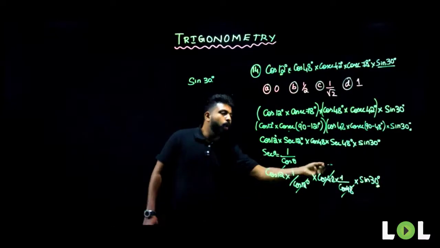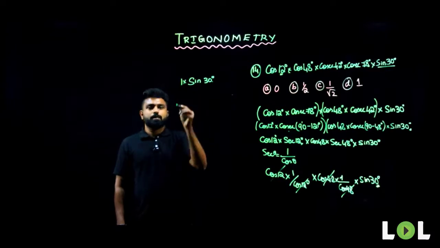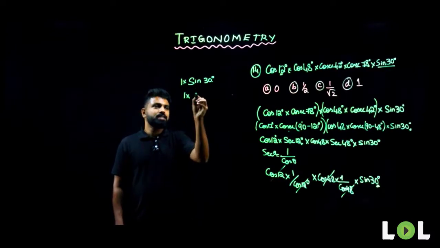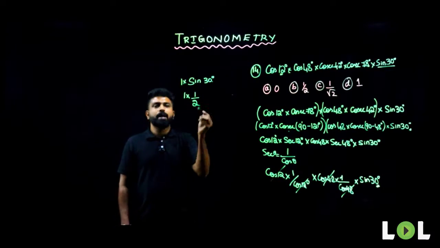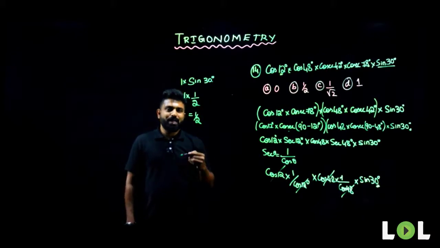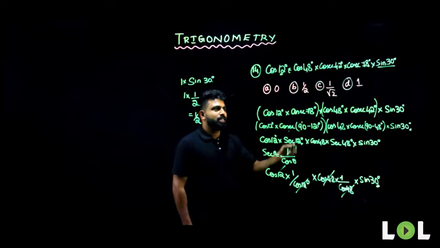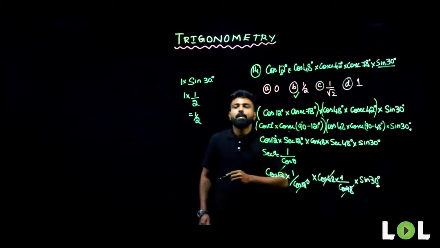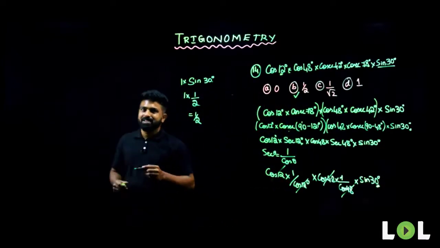So now what is the value of sine 30? This is nothing but 1 into sine 30 degrees. What is the value of sine 30? Sine 30 is nothing but 1 by 2. So my final answer will be 1 by 2. And do we have that in our options? Yes. Option B, 1 by 2 will be my final answer.